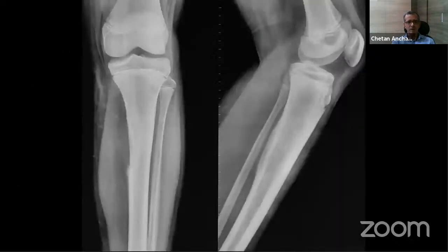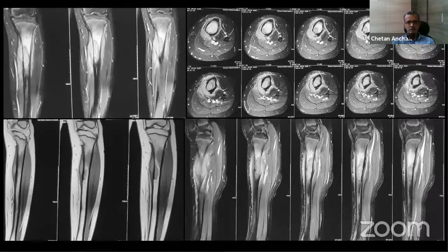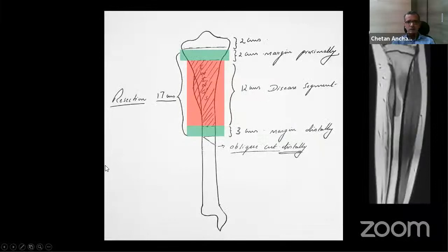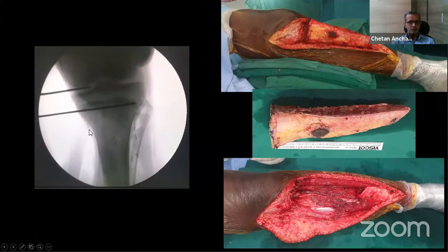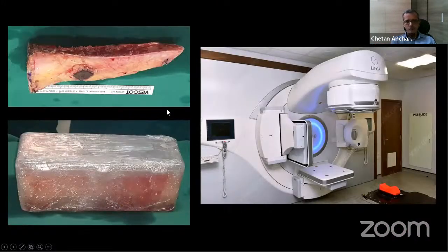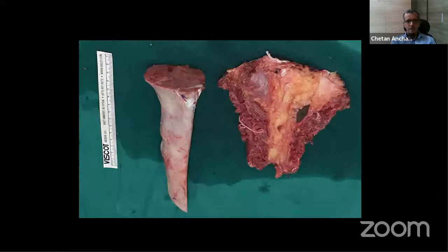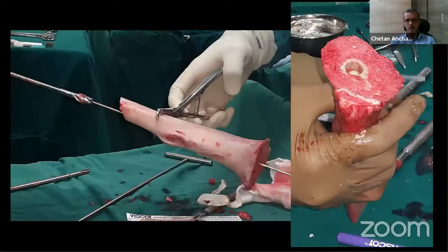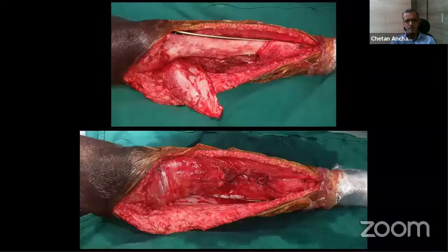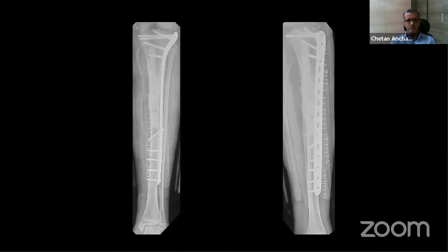So this is the same case that I have shown earlier, a patient with Ewing sarcoma of the proximal tibia, metadiaphyseal region, where after resection of this 17 centimeter segment of metadiaphysis, this specimen was then sent for extracorporeal radiotherapy. It was then brought back to the theater where all the soft tissue was stripped off. The canal was reamed and packed with cement. And the bone was reimplanted. A gastrocnemius muscle flap was used to cover the bone. And that was the X-ray at the end of fixation.